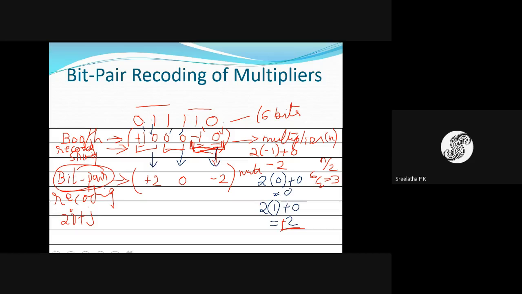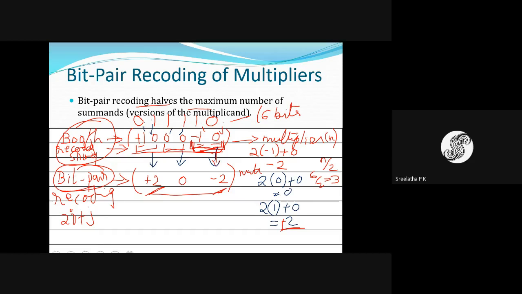In bit pair recoding, when you are computing, you always convert the multiplier into Booth code first, and then produce the bit pair recoded multiplier, and this will be multiplied by the multiplicand. Now, what should you multiply when there is plus 2, minus 2, plus 1, or minus 1? Such cases will happen. So we'll see that.